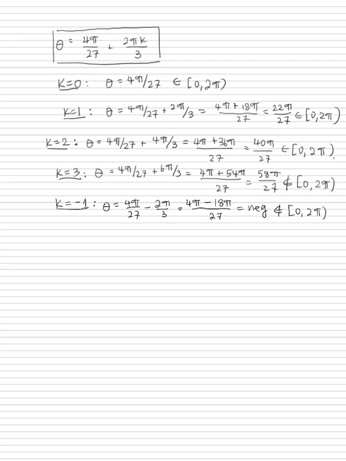So I think we got our solution set. It looks like our solution set is 4 pi over 27, and then 22 pi over 27, and then 40 pi over 27. Okay, that one was a little bit uglier than other problems, but I hope you got it. And if you have any questions, all you have to do is just email me or give me a call. How about, let's do another one. We're on a roll here.